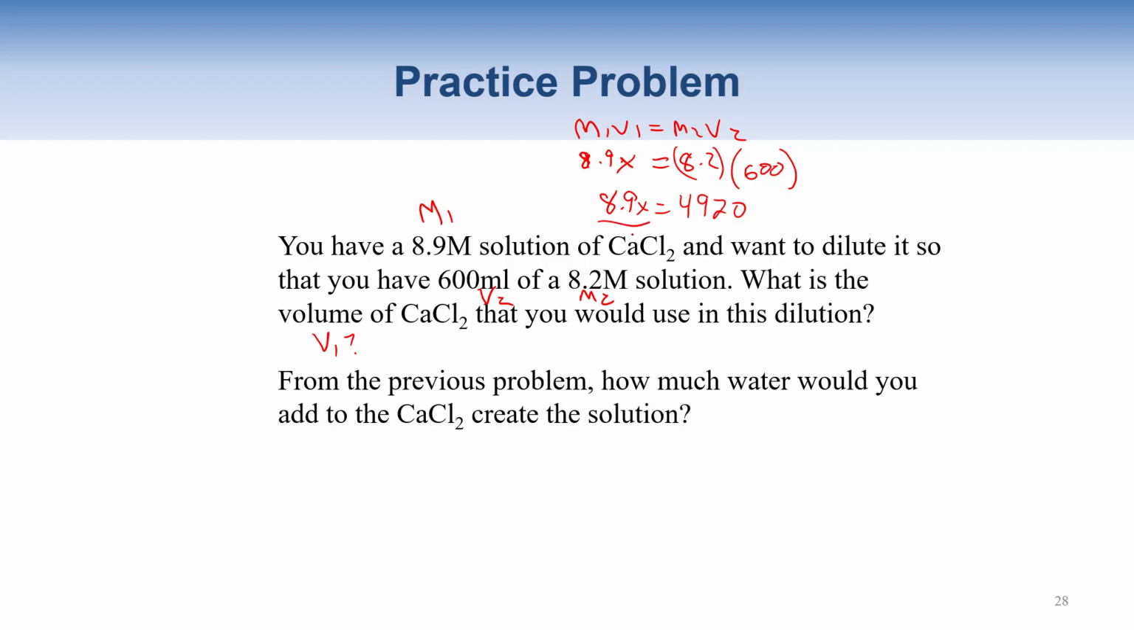Now to isolate the x, we're going to divide 8.9 on both sides. And we get 552.8, so we're going to round that to 553. So what's the volume that we would use? We would use 553 mils of the calcium chloride solution.